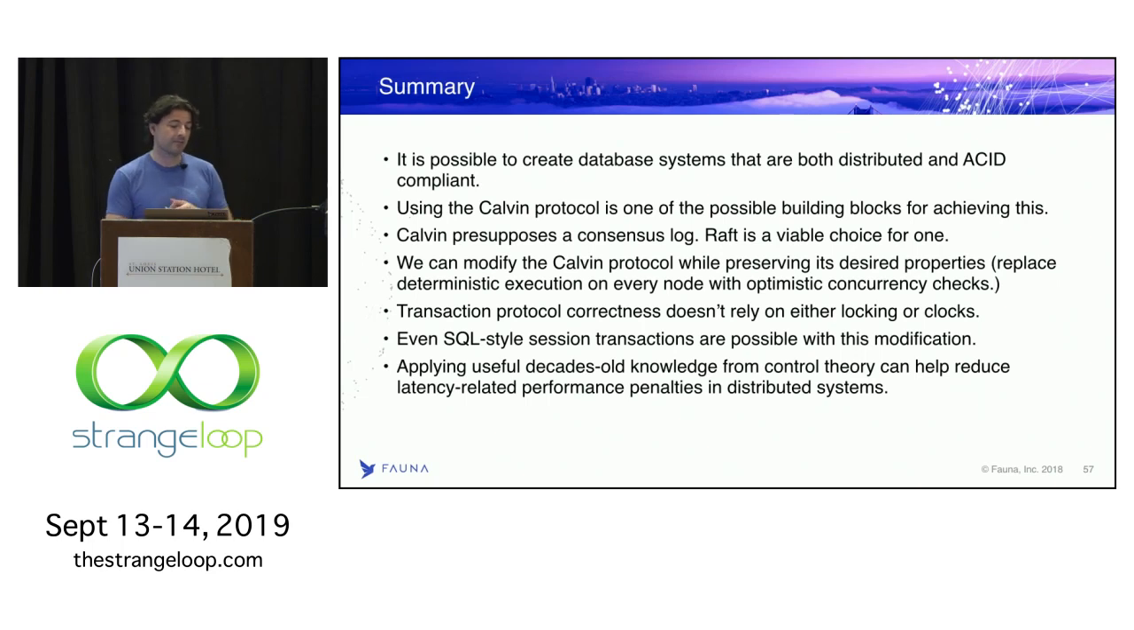All right, so in summary, we can create database systems that are both distributed and ACID compliant. We use the Calvin protocol for that, and Raft. We have a modification of Calvin that preserves its desired properties. We don't rely on locking or clocks, which is great, and control theory can speed up your stuff.